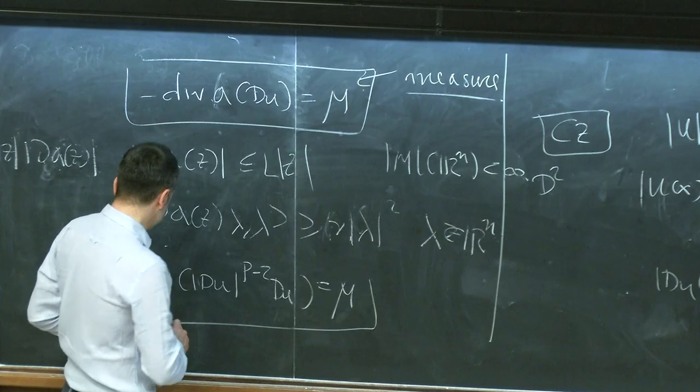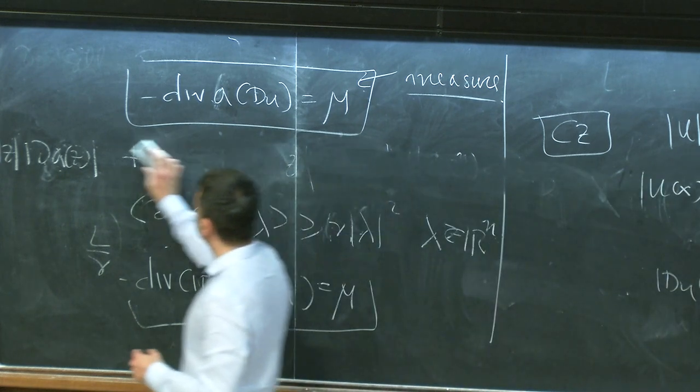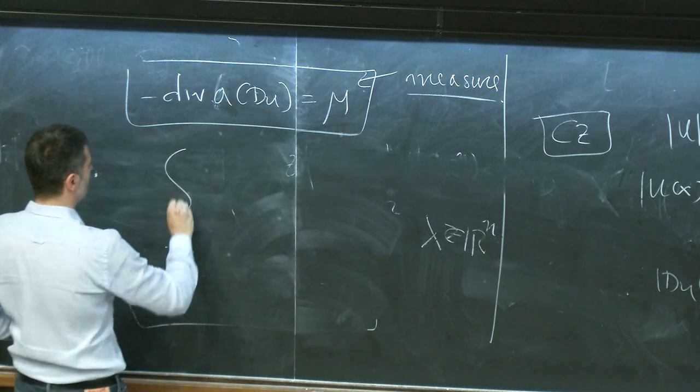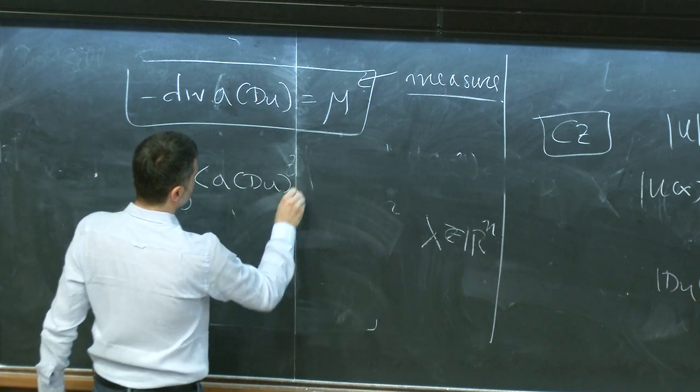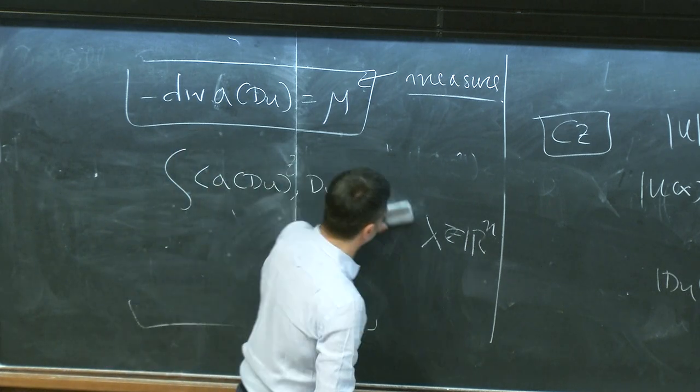This you can always define in the classical case. And in the classical case, you get that a solution to a measure data problem, a very weak solution, solves in the weak form this identity.